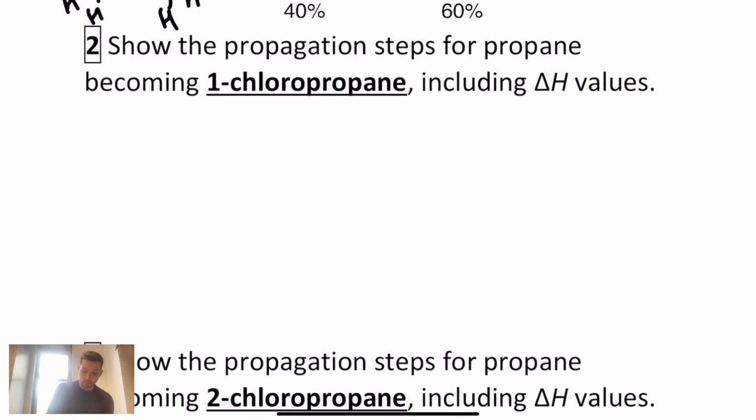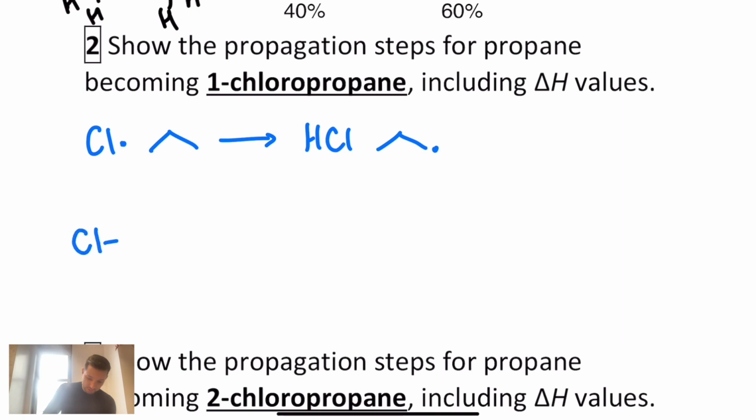So to make the 1-chloropropane product, I would start with a chlorine radical that would see the propane molecule. It would abstract an H and become an HCl and turn it into a primary radical. Then that primary radical would see a molecule of chlorine.